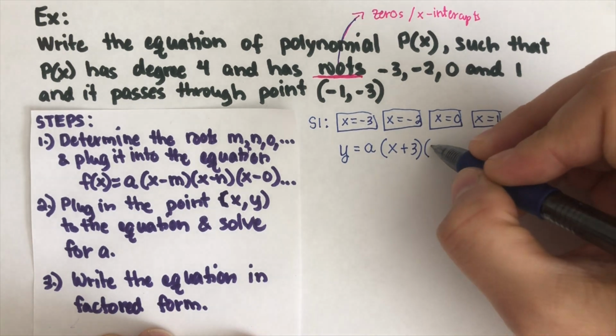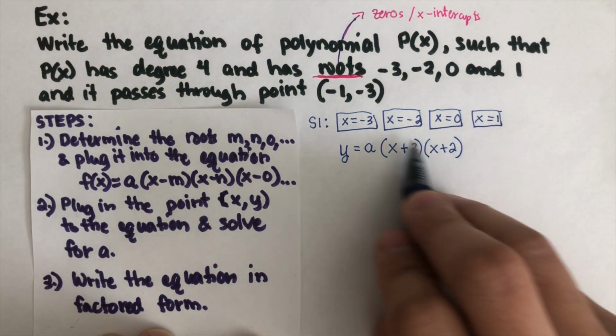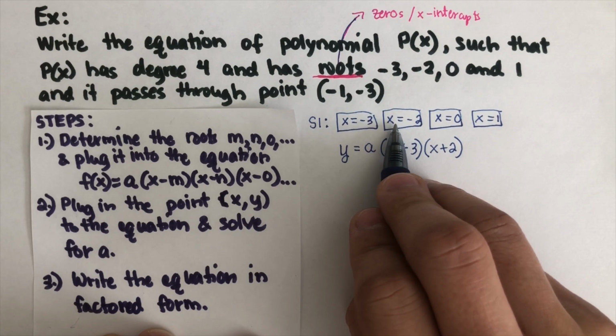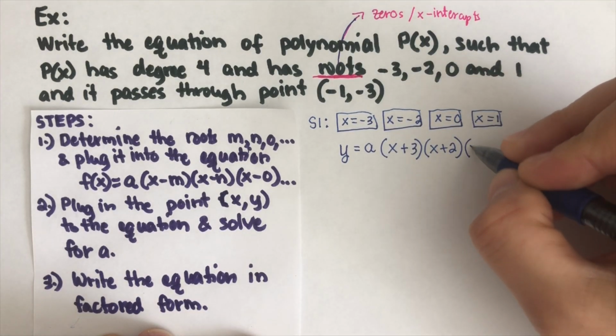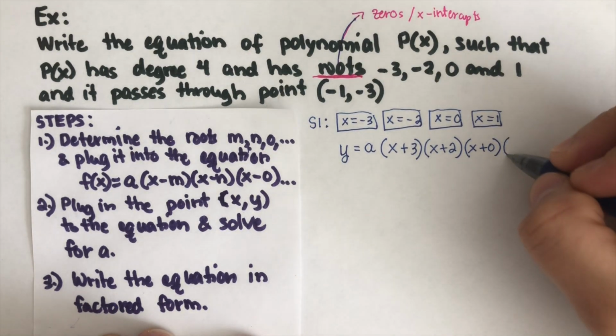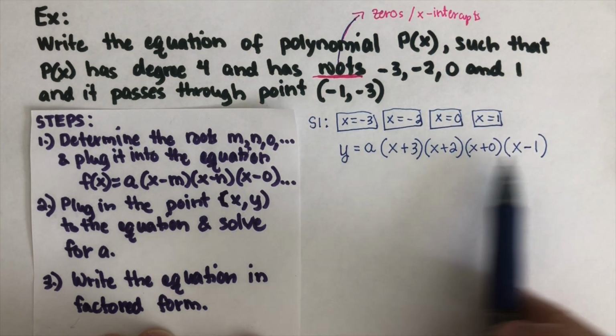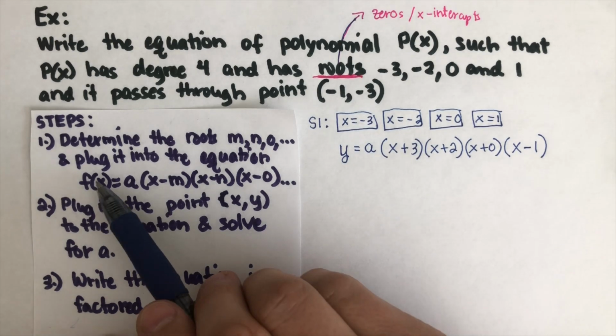So this one would be x plus 2, so that if I make this equal to 0, it comes out x equals negative 2. And this is x plus 0; you don't need to write the 0. And this is x minus 1. Okay, so we've set up the equation. That's the first step.